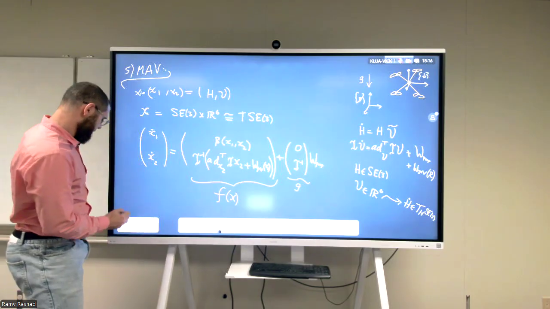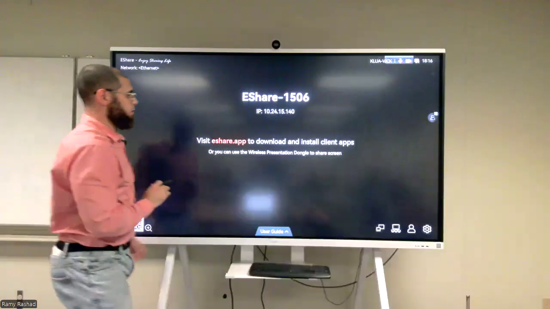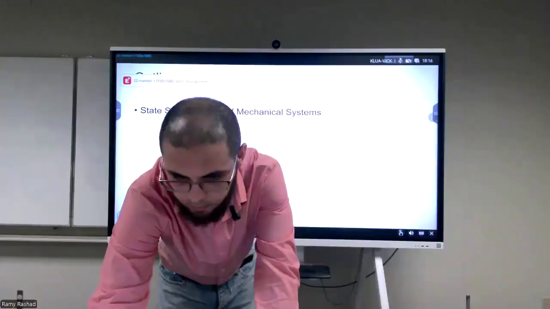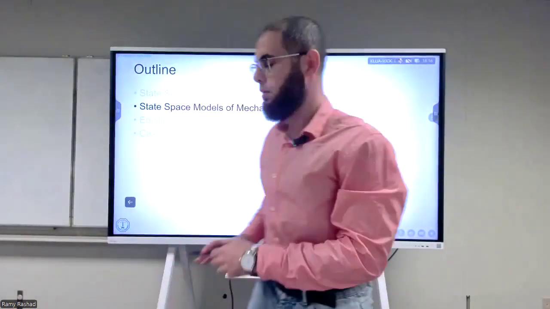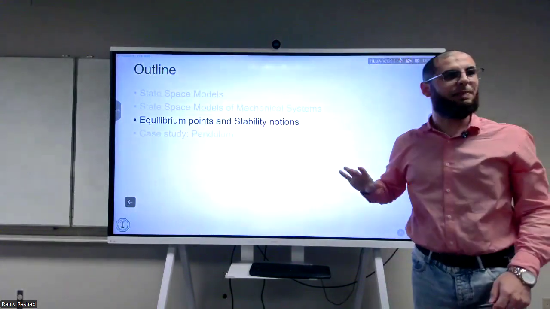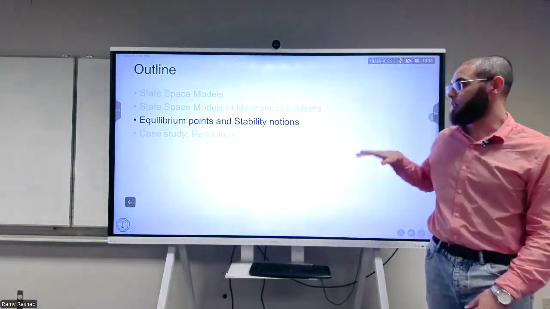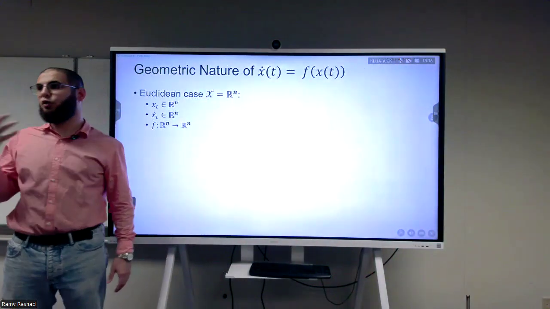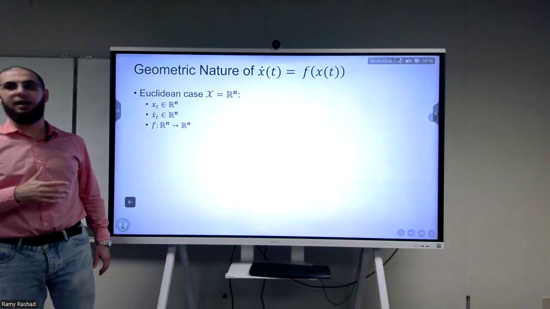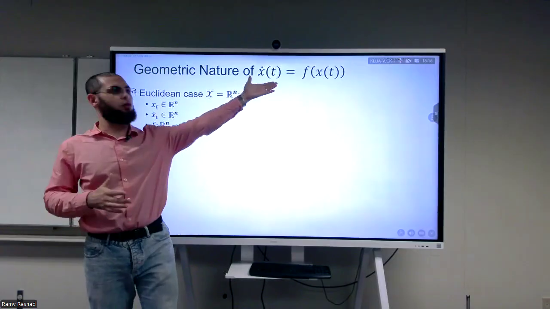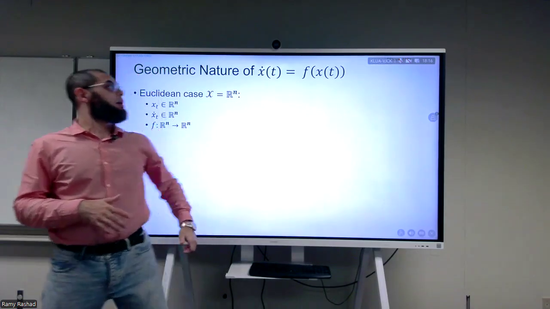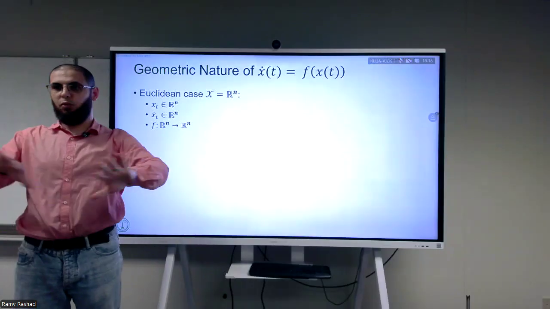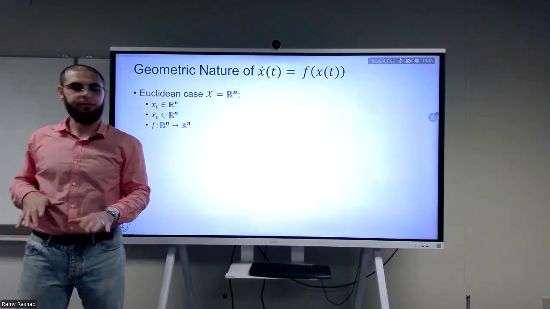Okay, let's go back. Now that we're done with the state space models, you need to practice them a little bit more, and as I mentioned, you're going to have homework. Now let's look at the notion of equilibrium points. What do we mean by equilibrium points of a dynamical system? We're going to be looking now at x dot equal to f of x of t. F here can be either the open loop system or the closed loop system. In both cases, we still have an f of x.